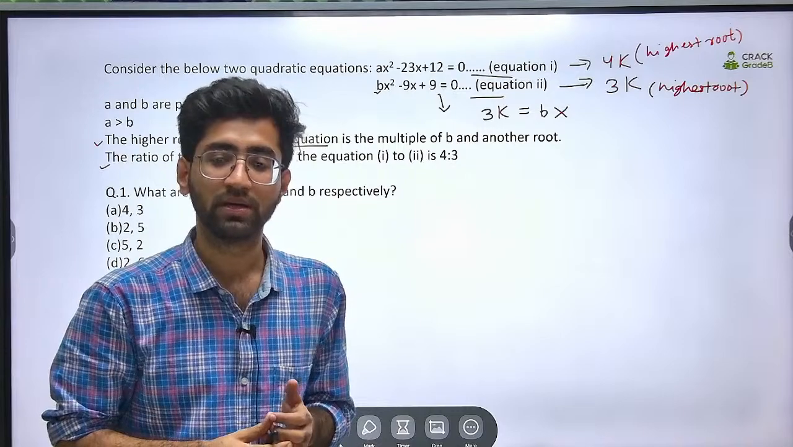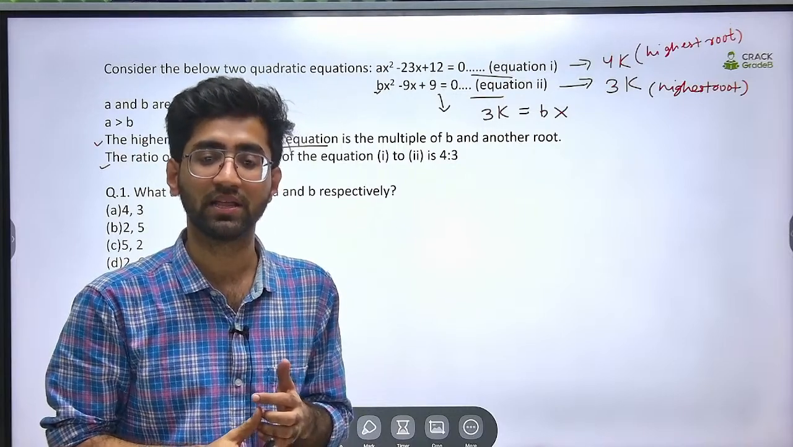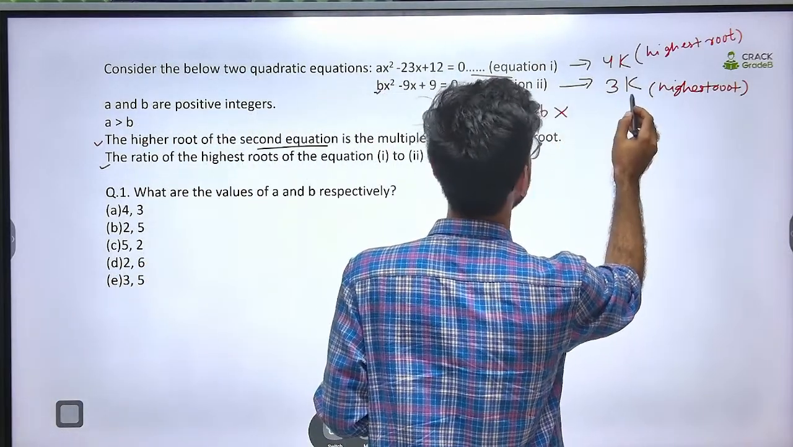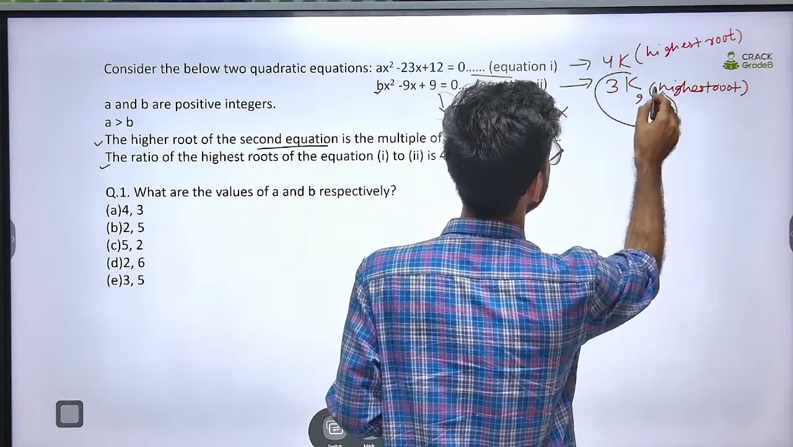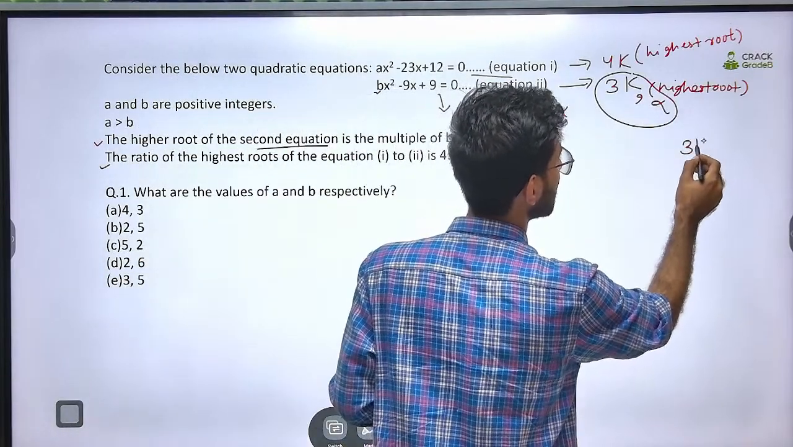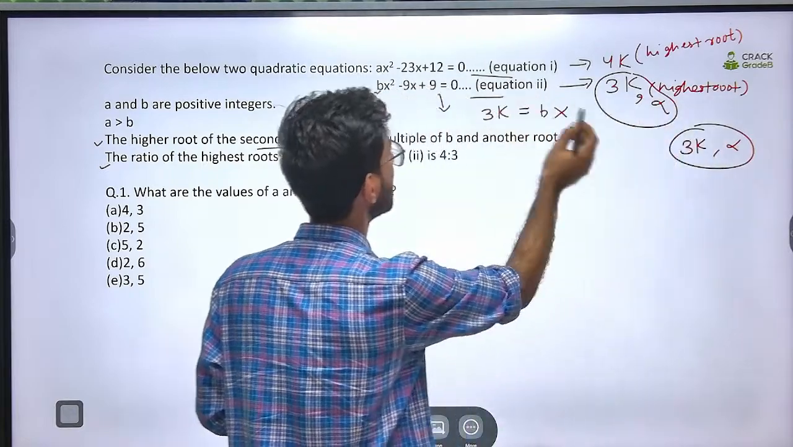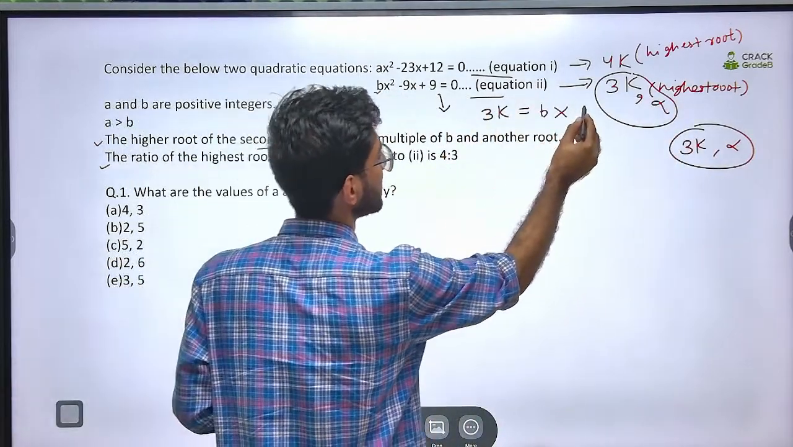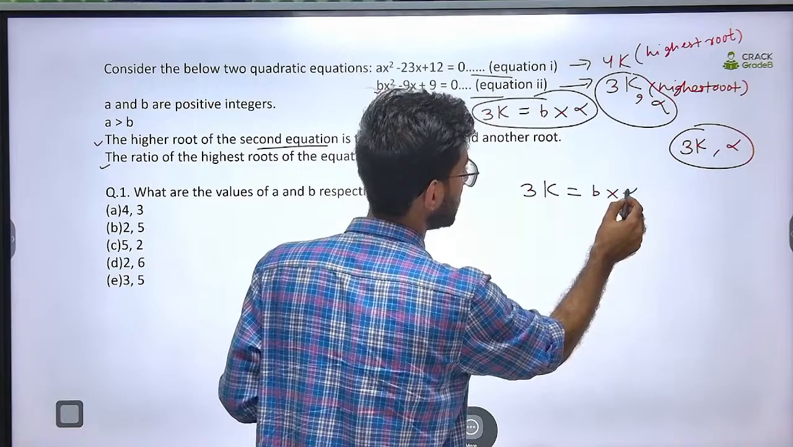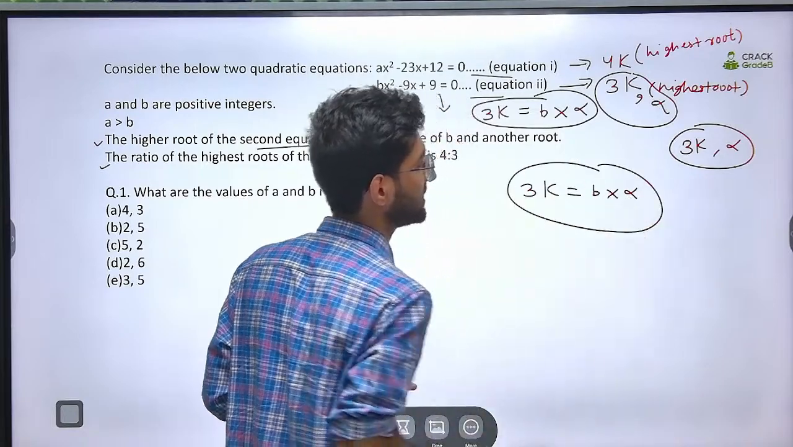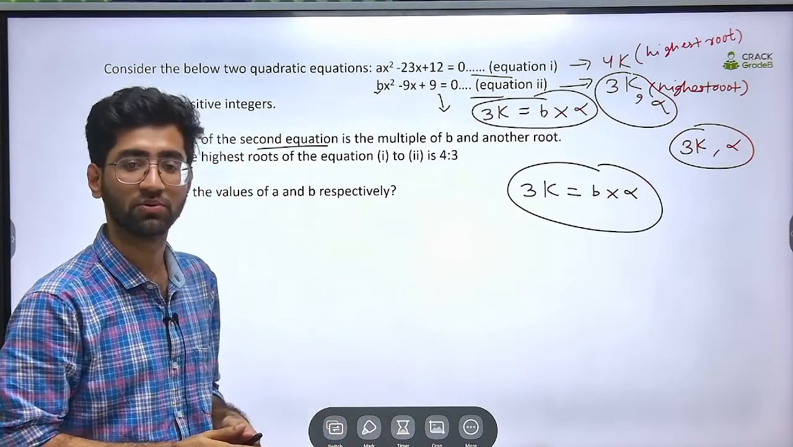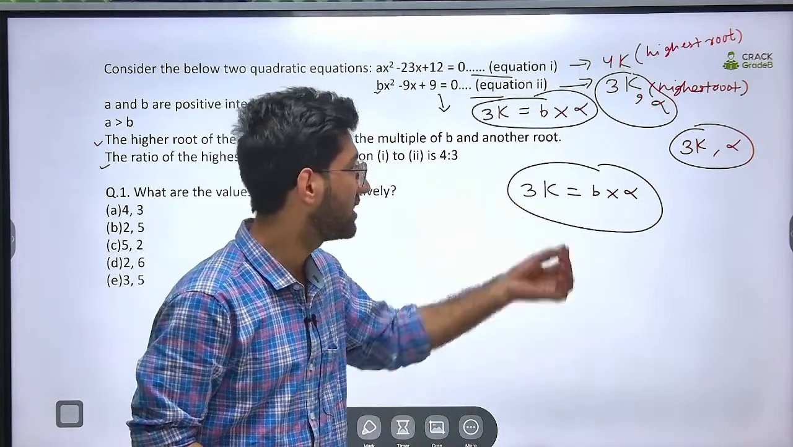So can we assume that the another root of quadratic equation 2 is alpha? Yeah, we can assume. It means the highest root of equation 2 is 3k and the other root of equation 2 is alpha. So basically we can say 3k equal to b into alpha. See, alpha is the other root of equation 2 and 3k is the higher root of equation 2. So basically we are able to write 3k equal to b into alpha.